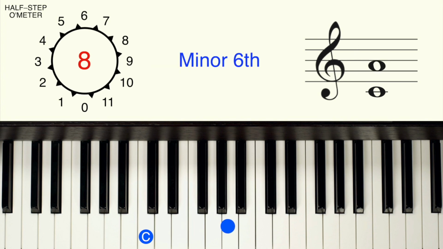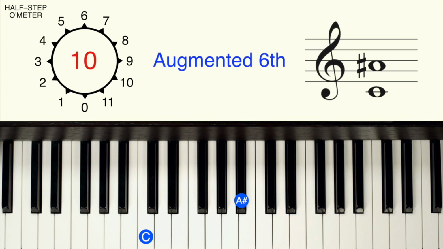Back to the minor sixth. Make it a half step bigger, C up to A, and it's now a major sixth, 9 half steps. Make it yet another half step bigger, C up to A sharp, and we now call it an augmented sixth, 10 half steps. The augmented sixth will be important later on. There's a whole set of special chords based on this interval, and, big surprise, we call them augmented sixth chords.